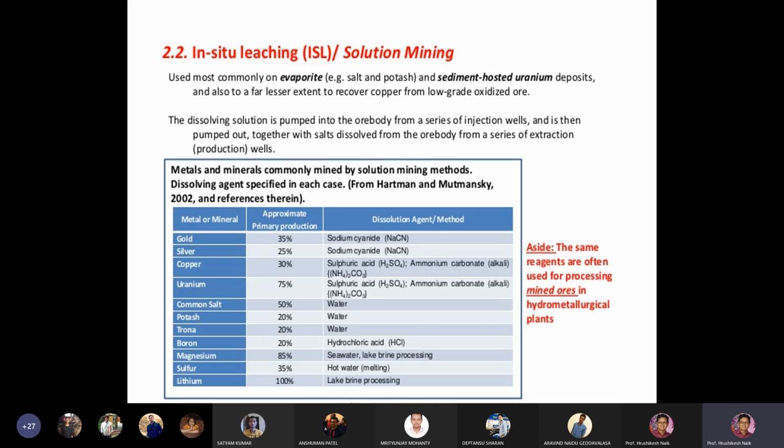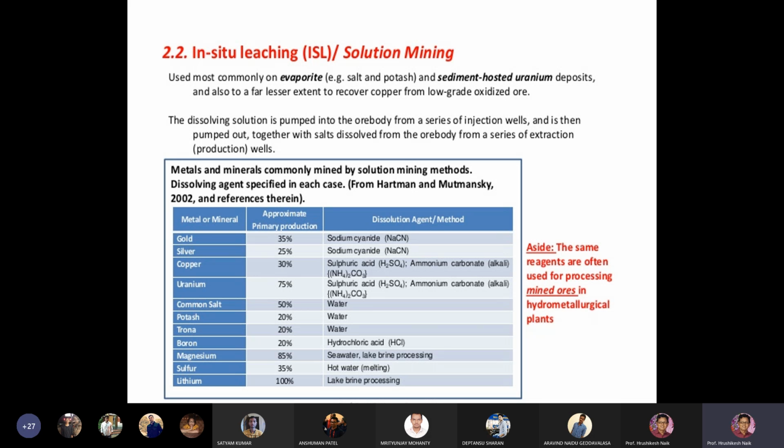If you are mining copper, you get 30% production. And what chemical agents are you going to use in the case of copper deposits? Sulfuric acid is used, and ammonium carbonate is used. You can use sulfuric acid and ammonium carbonate, NH4CO3, which is an alkali.